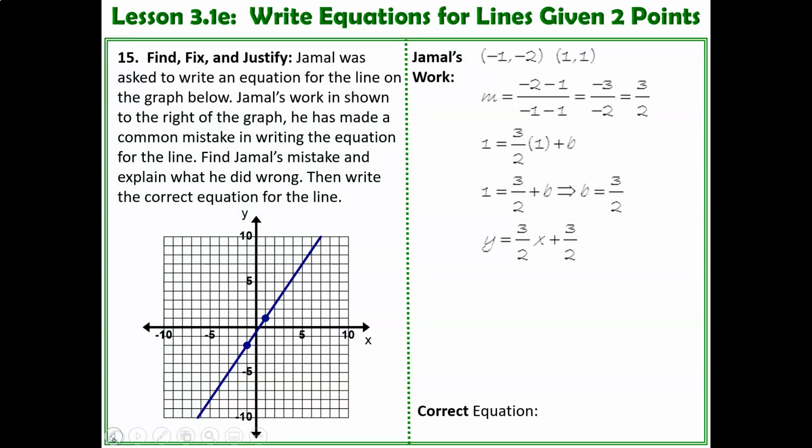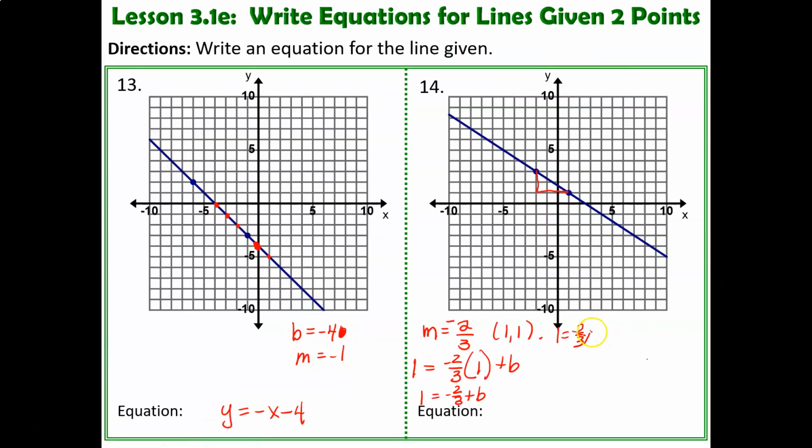Okay. I'm going to add 2/3 to each side. So I have 1 and 2/3 equals b. So I have 3 times 1 is 3, 4, 5, that's 5/3. So my equation is y equals negative 2/3 x plus 5/3. That's one of those super fraction-y ones.